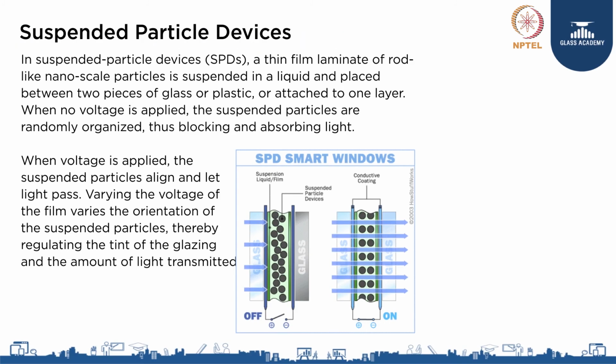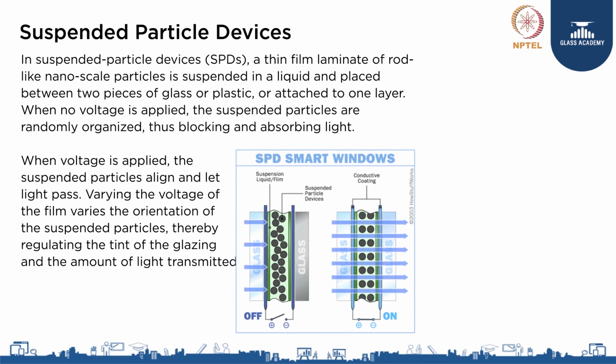Suspended particle devices, or SPDs. In suspended particle devices, a thin film laminate of rod-like nanoscale particles is suspended in a liquid and placed between two pieces of glass or plastic, or it can be attached to one layer. When no voltage is applied, the suspended particles are randomly organized, thus blocking and absorbing the light. When voltage is applied, the suspended particles align and let the light pass.